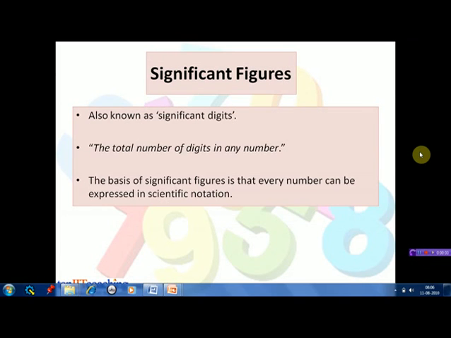So let's begin with significant figures, which are also known as significant digits. Significant digits are the total number of digits in any given number. The basis of significant figures is that every number can be expressed in scientific notation. Now, for counting the significant figures in any number, there are certain rules which are to be followed. We'll take up those rules one by one.